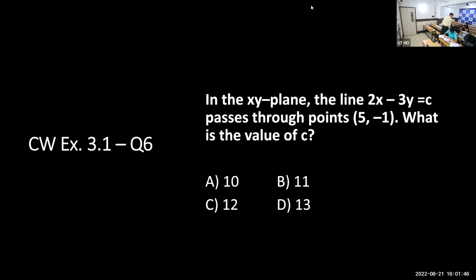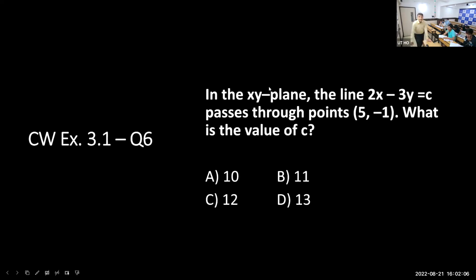Yes, good. Yes, correct. And I've got answers here also. So Sara correct, Soham correct, Snehit waiting. In the XY plane, the line 2x minus 3y equal to c passes through this point. What is the value of c? Snehit, if this point is on that line, then I can substitute 5 in place of x and -1 in place of y. When I do this substitution, I get the value of c.